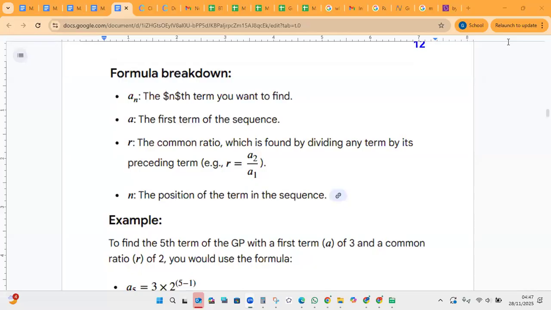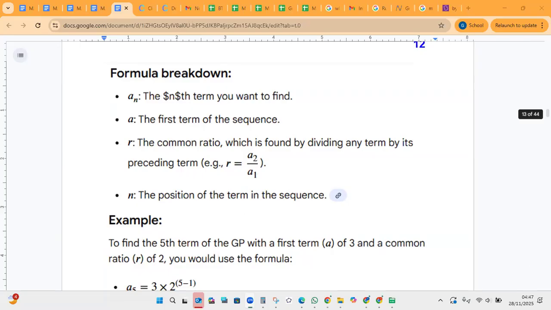So before we move on to find A and R for that particular question, let us go through the formula breakdown. A sub n is the nth term you want to find. A by itself is the first term of the sequence, and R is the common ratio, which is formed by dividing any term by its preceding term. So R is equal to A2 divided by A1. And n is the position of the term in the sequence.